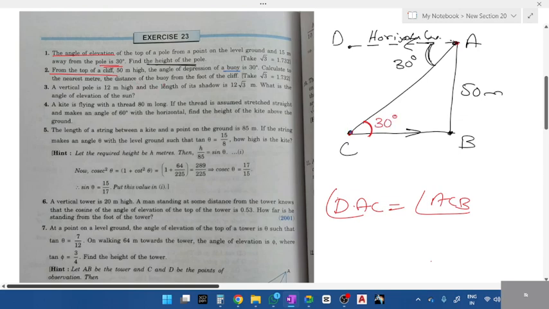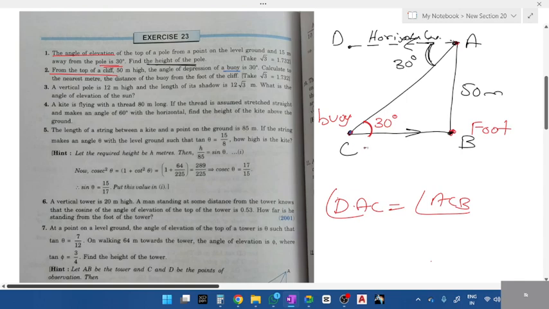The distance of the buoy. In a mountain, you find the word called cliff. Have you heard of the word cliff? The topmost point of the mountain is called the cliff, and the bottom is called the buoy. The distance of the buoy from the foot of the cliff. Which is the foot of the cliff? B is the foot of the cliff, and the buoy is C.